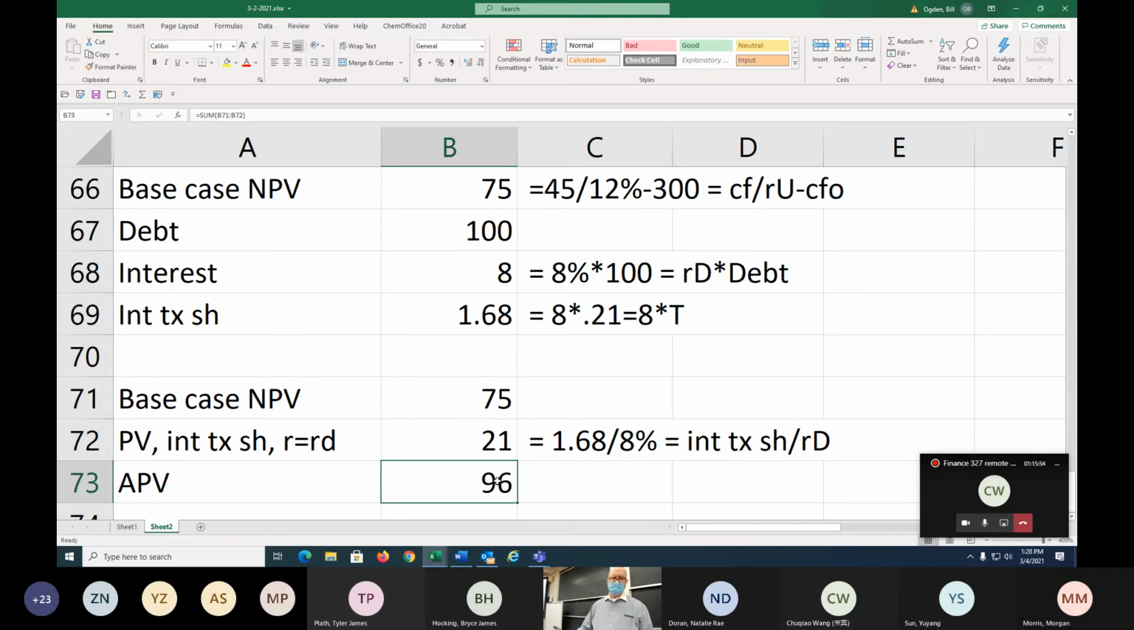Very positive. Would the company fund this project if it were financed all equity? What if we didn't borrow 100 against it? Would you still finance it? Absolutely. Positive NPV, isn't it? This is the NPV if you finance it at 12%, isn't it? All equity. Okay.